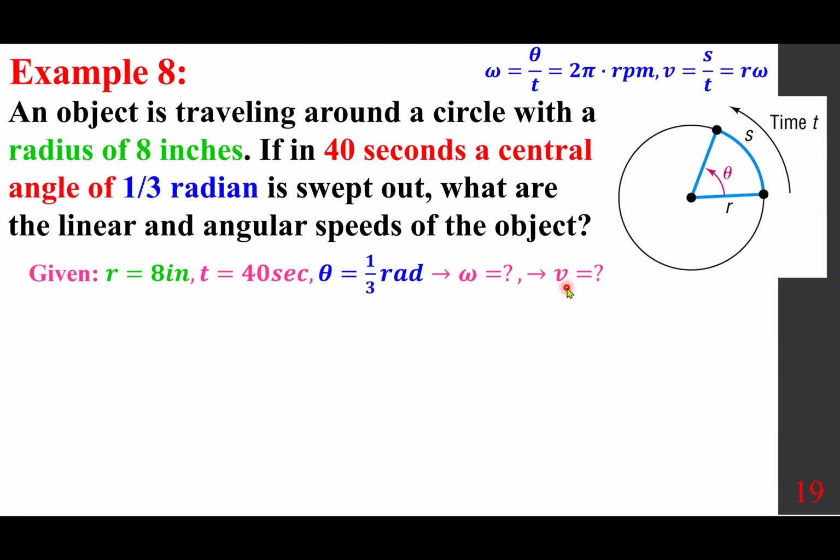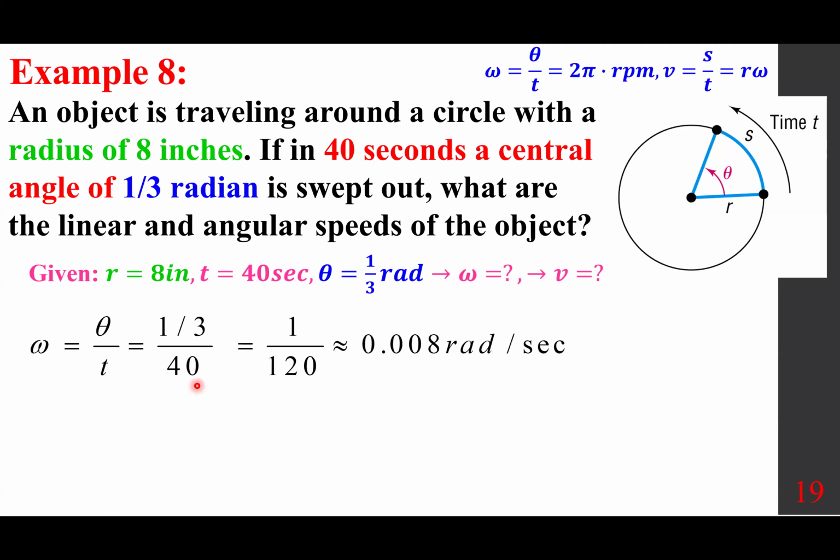we go with the definition. Omega is theta over t. So plug in. That's why when you write the given, it makes it easier to follow. It's 1/3 and t is 40. So it's 1 over 120 or 0.008 radians per second. So that is angular velocity.